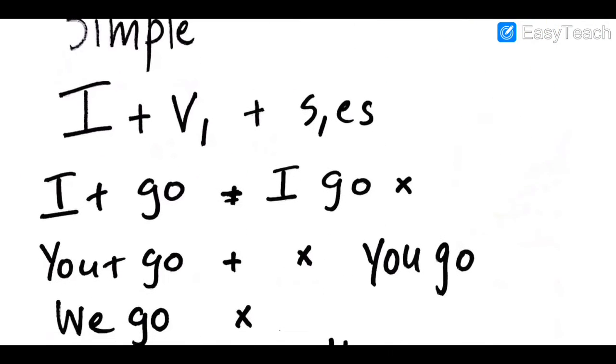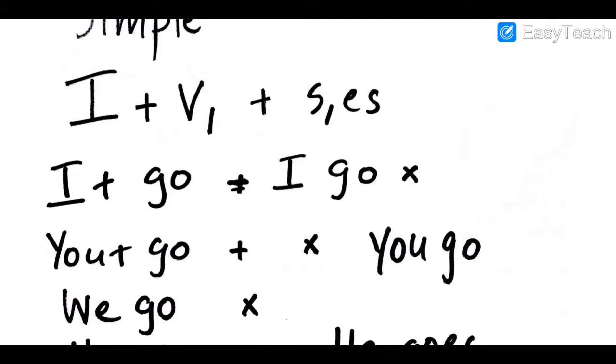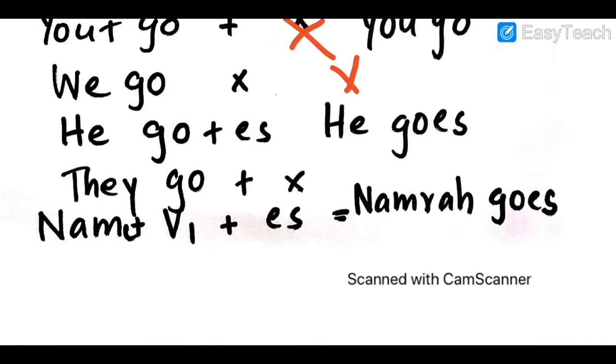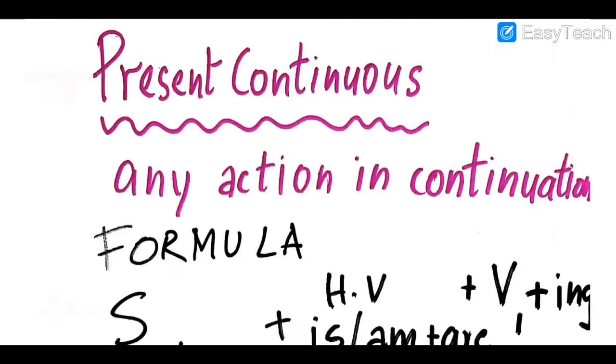Now simple present, how do you use it? Subject, first form of the verb, s or es. तो कैसे बना? I go, but इसमें no s or es. You go, no s or es. We go, no s or es. That means with the pronouns he, she and any name, you will have s or es. So if you understood that, okay.